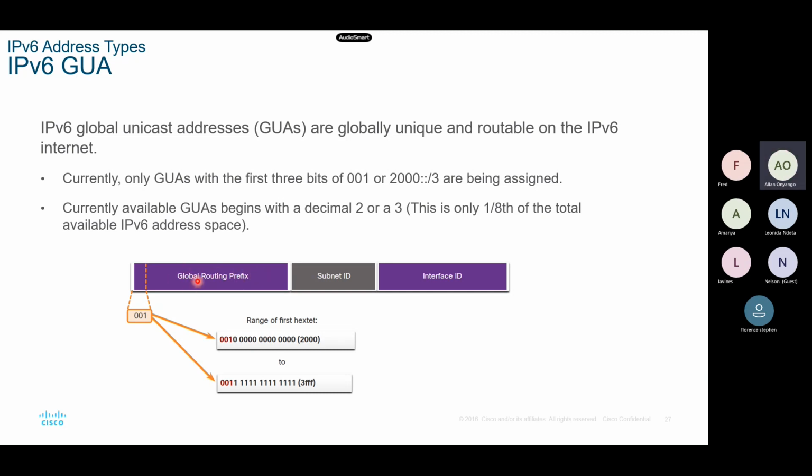So the network portion in the GUA is called the global routing prefix. This is the network portion. The host portion in GUA is called the interface ID, but we have an additional portion here called the subnet ID, by the way. The global routing prefix, which is the network portion, is represented by the first three hextets, which is about 48 bits. The subnet ID is always the fourth hextet. The fourth hextet is where the subnet ID lies. And then the remaining four hextets are the interface ID, all right?